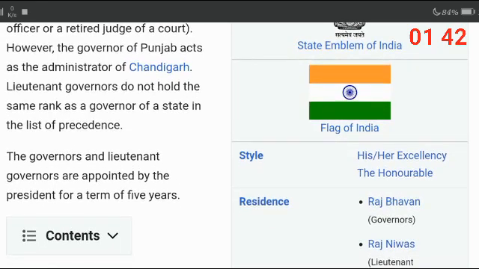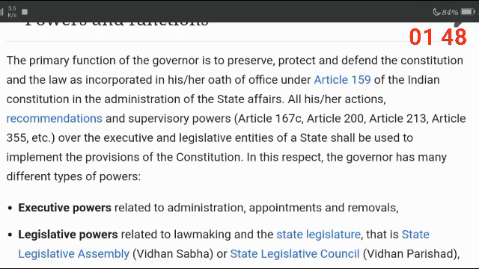The governors and lieutenant governors are appointed by the president for a term of 5 years. The primary function of the governor is to preserve, protect and defend the constitution and the law as incorporated in his/her oath of office under Article 159 of the Indian Constitution in the administration of the state affairs. All his/her actions, recommendations and supervisory powers, Article 167C, Article 200, Article 213, Article 355, etc. over the executive and legislative entities of a state shall be used to implement the provisions of the Constitution.